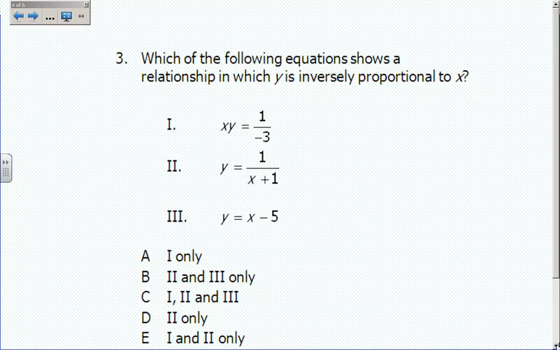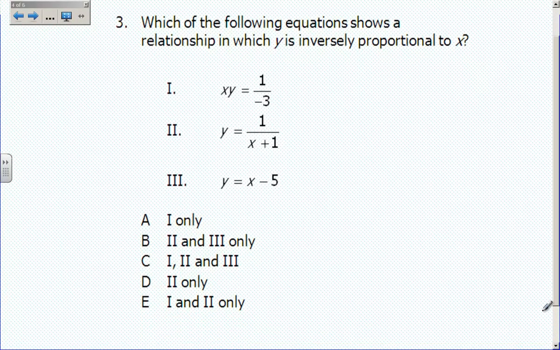So number 3, it's a pretty important question because this is more likely how you'll see this asked. Which of the following equations shows a relationship in which y is inversely proportional to x? Remember, inverse means I have to have y equals k over x. So I have to have y is equal to a value over x.